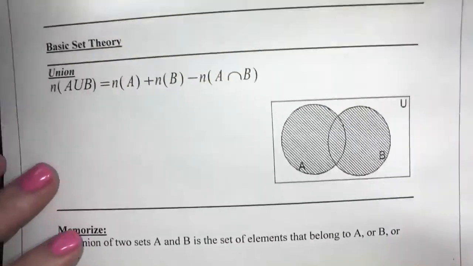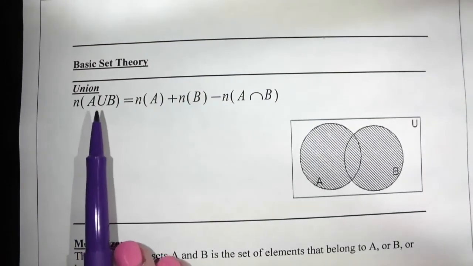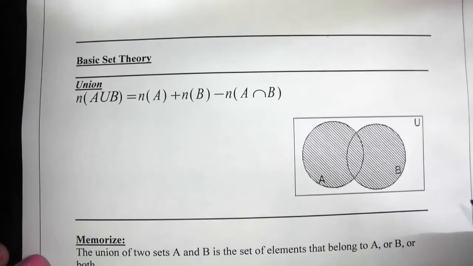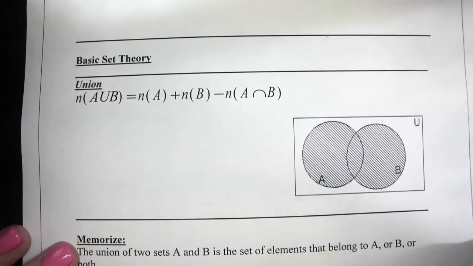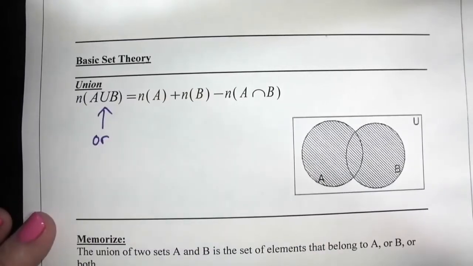So up here we have what we call the union formula. This union formula comes up in Unit 2 as well. So you need to make sure that you understand set theory really well because it comes up in Unit 2. And of course, if you don't understand it in Unit 1, it's going to cause you more grief in Unit 2. So this is what we call the "or," the union formula.